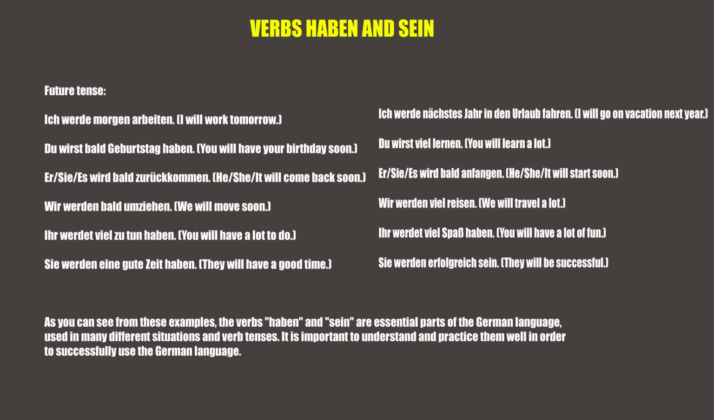As you can see from these examples, the verbs haben and sein are essential parts of the German language, used in many different situations and verb tenses. It is important to understand and practice them well in order to successfully use the German language.